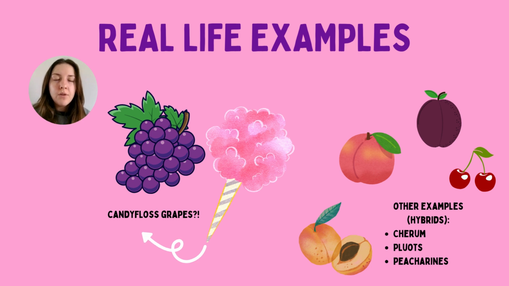So cherums are an example. This is where you have a cherry and a plum that have been genetically created to create this new organism, this new thing, this new fruit, if you will. We have pluots, like plums and apricots. We've got peacherines, peaches and nectarines. So they've been selectively bred together, but they've resulted in a hybrid. So we can't get, say, a peacherine tree, right? It would just be the peacherine fruit that's grown, and then it wouldn't be able to create any more of these as a variety in their own right.